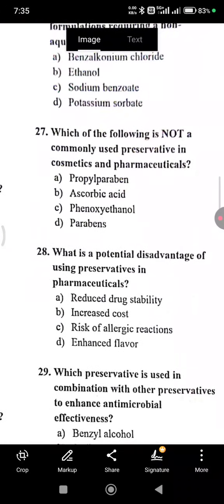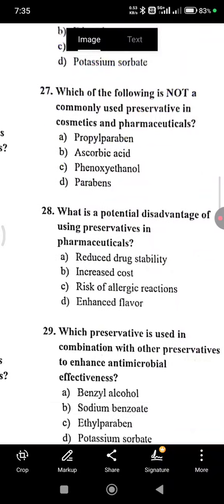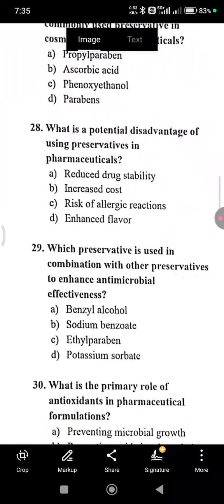Which of the following is not a commonly used preservative in cosmetics and pharmaceuticals? Ascorbic acid. What is a potential disadvantage of using preservatives in pharmaceuticals? A risk of allergic reaction. Which preservative is used in combination with other preservatives to enhance antimicrobial effectiveness? Sodium benzoate.